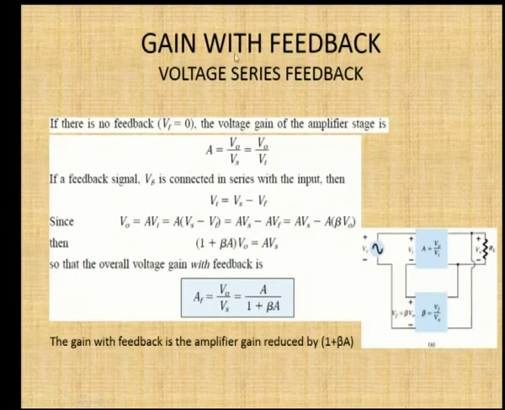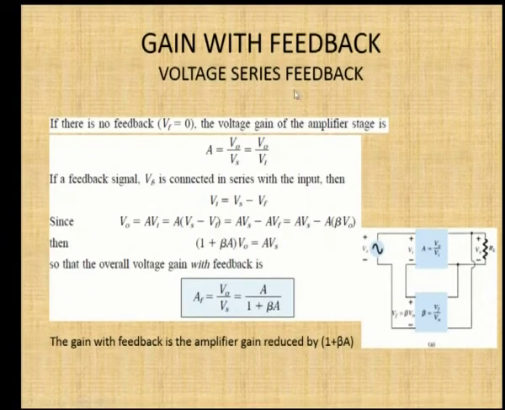And now we are going to see the gain with feedback for the voltage series feedback network. For the voltage series feedback network, how is the gain affected, is it increased or decreased? We know that if you have a negative feedback, the gain is always reduced. We know that A by 1 plus A beta is the gain with the feedback, where A is the amplifier's gain and beta is the feedback network's gain. So, we are going to derive this equation from the voltage series feedback network.